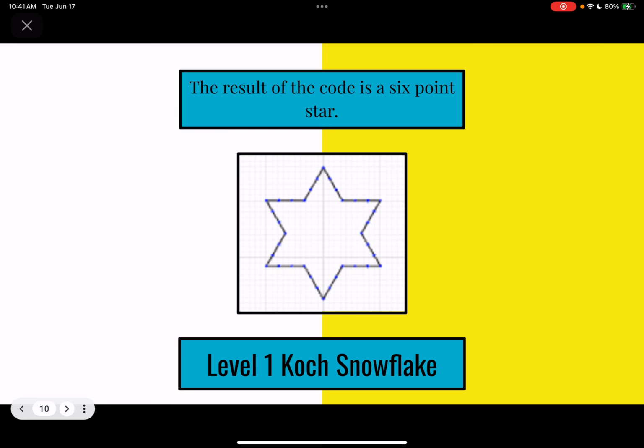The result of the code is a 6-point star because the added spikes create 3 new outward points on the original triangle.